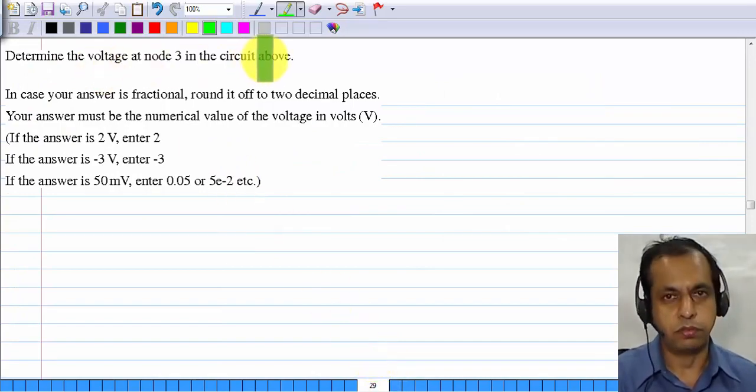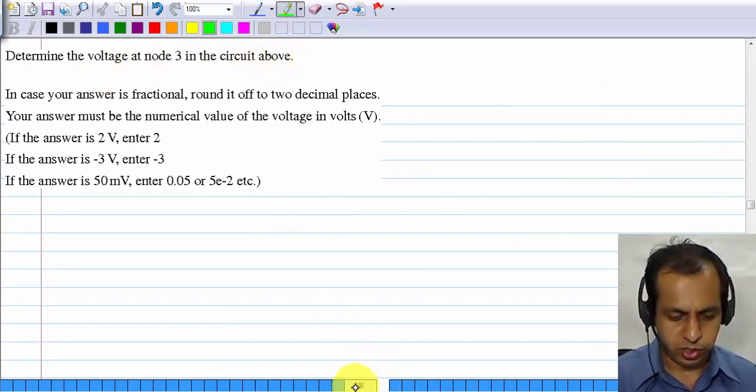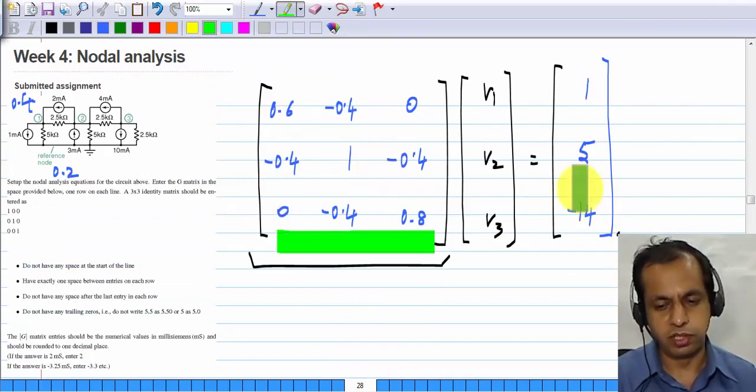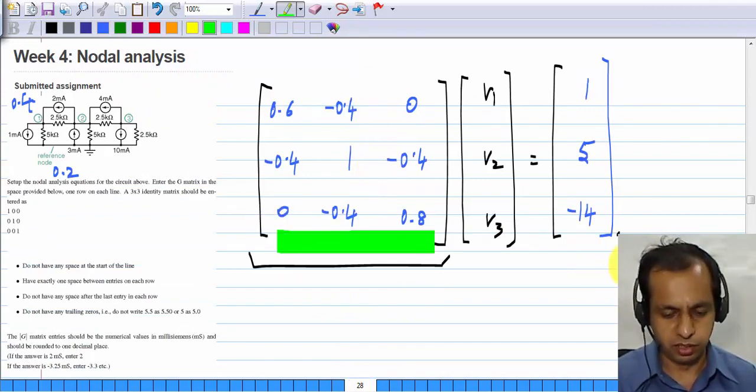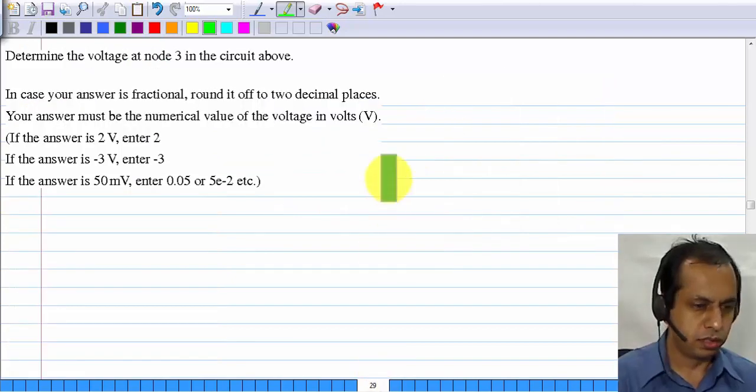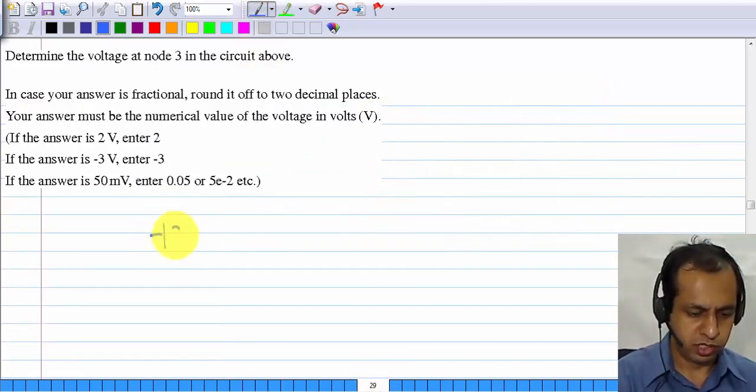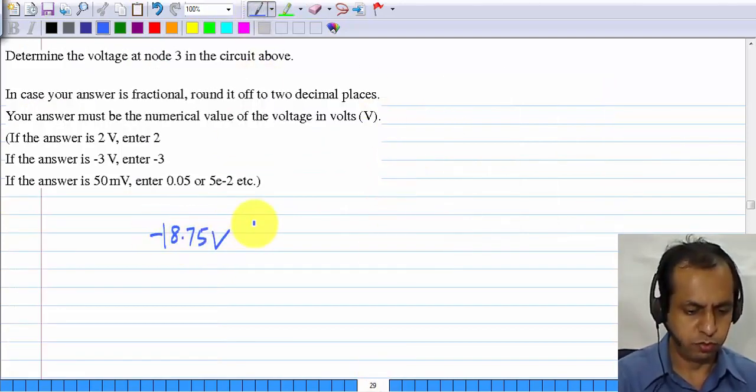And you are asked to find the voltage at node 3. That's very easy. All you have to do is to invert this and multiply it with the source vector, and the answer turns out to be minus 18.75 volts.